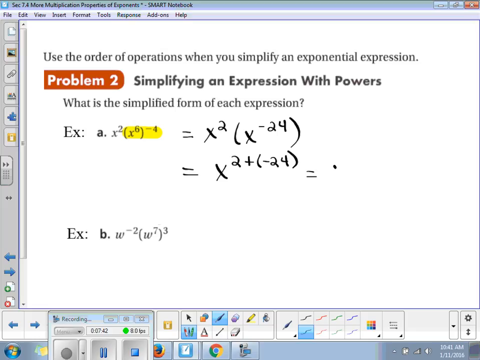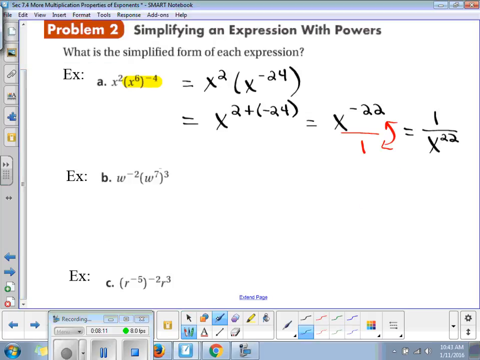And so my final answer will be x to the negative 22. Actually, that's not the final answer because we want to simplify this, right? So now we need to flip this. So our final answer then becomes 1 over x to the 22nd.